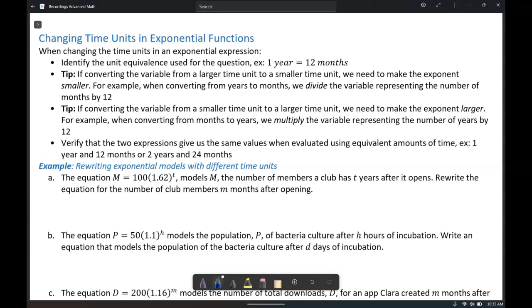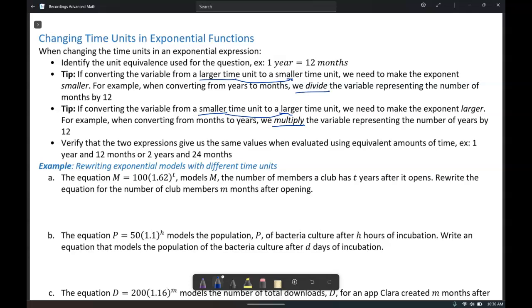A little tip: when we're converting from a larger time unit to a smaller time unit, we need to make the exponent smaller by dividing it by the conversion. But if we're going from a smaller time unit to a larger time unit, we need to make the exponent larger by multiplying by the conversion. And then we can always double check that the two expressions give us the same values when evaluated using equivalent amounts of time.